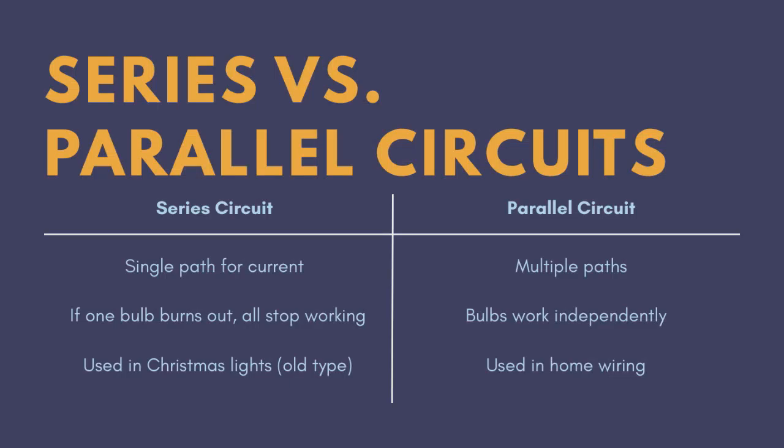Now, let's look at how circuits are used in everyday life. For example, in home wiring, we typically use parallel circuits. This allows multiple appliances to operate independently, so if one device is turned off or fails, the others continue to work without interruption. You might also be familiar with older Christmas lights, which often used bulbs in series.